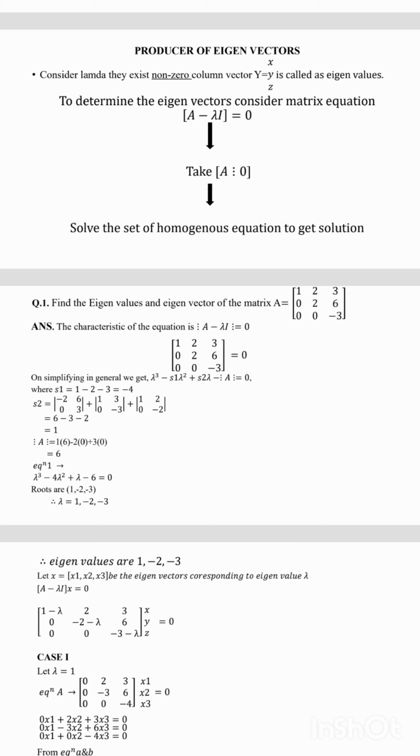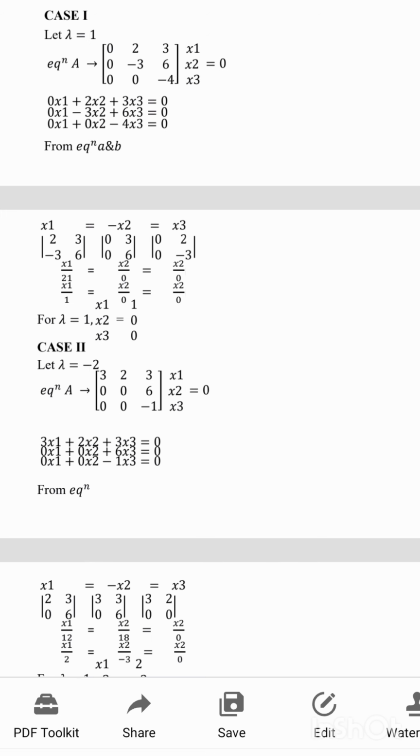Then the matrix rows are 1 - λ, 0, 0; 2, 2 - λ, 0; 3, 6, -3 - λ, times (x, y, z) equals 0. Case 1: let λ = 1. The equation becomes rows 0 0 0, 2 -3 0, 3 6 -4, times (x1, x2, x3) equals 0.